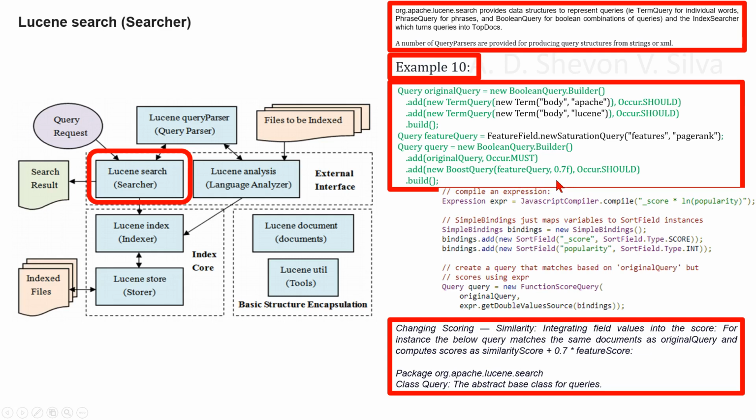The less efficient yet more flexible way of modifying scorers is to index scoring features into doc value fields, and then combine them with the similarity score using the function score query from the queries module.